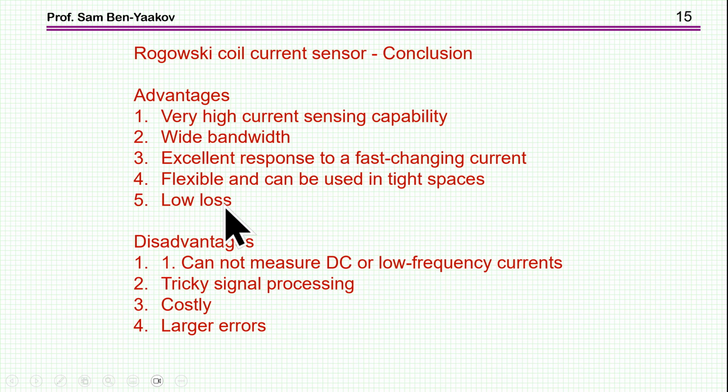Now, the disadvantage is that it cannot measure DC or low frequency, and it's quite tricky signal processing. It's a bit costly, and it is not that accurate. So it's not for precision measurement of current, but in the range of say 1 to 2% accuracy you can get with these probes.